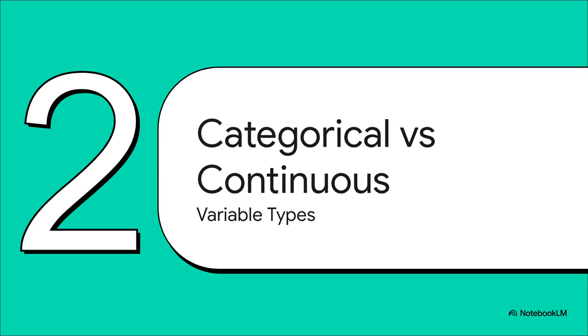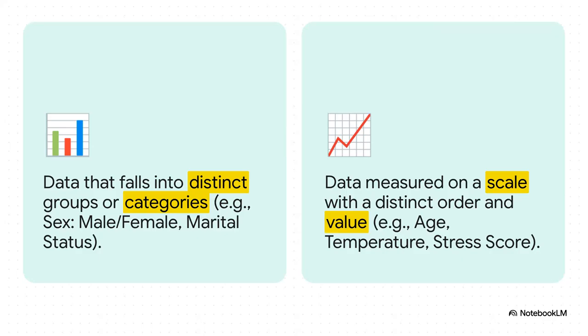Okay, before we check those vitals, we need to know what kind of data we're actually looking at. Generally, it's going to fall into one of two buckets. It's either categorical or it's continuous. And trust me, knowing the difference is absolutely crucial for picking the right tool for the job in SPSS. Let's break this down real quick.